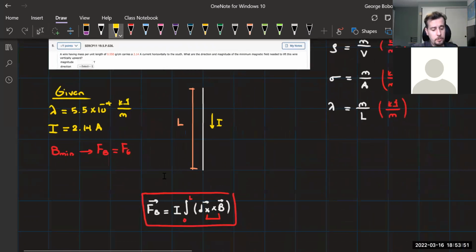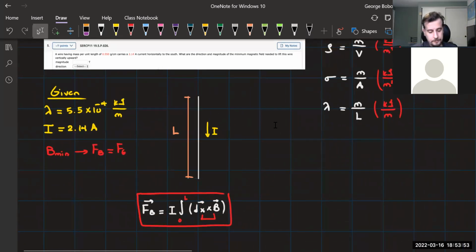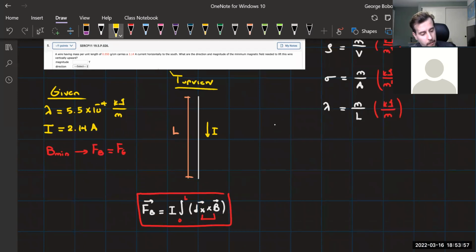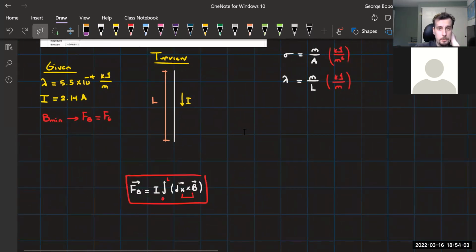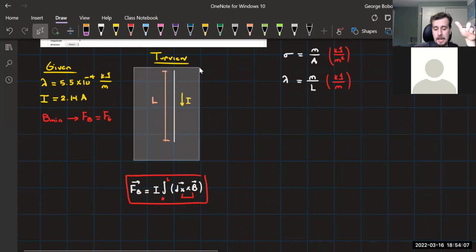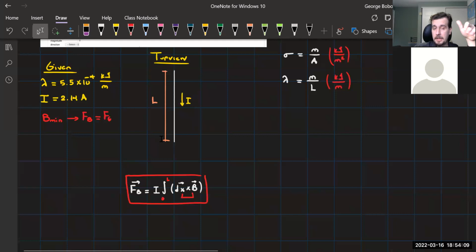If this is the top view, then what's going to end up happening here? Where do I want the magnetic field to point? Where do I want the force to point? Think for a second. This is your wire, and you're looking at it from above. It's like you're having a perspective right now from above. Where should the force point?